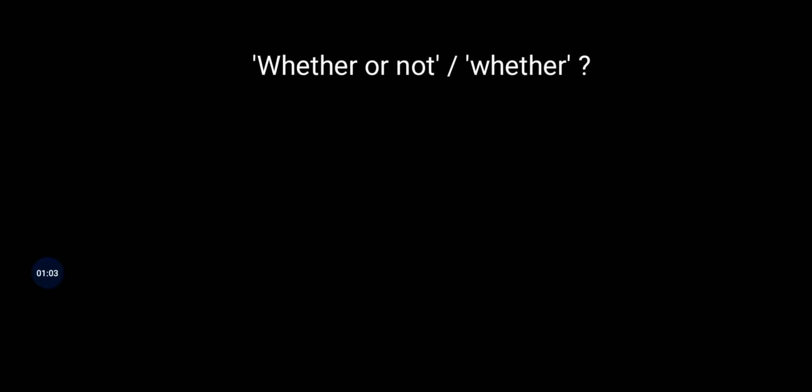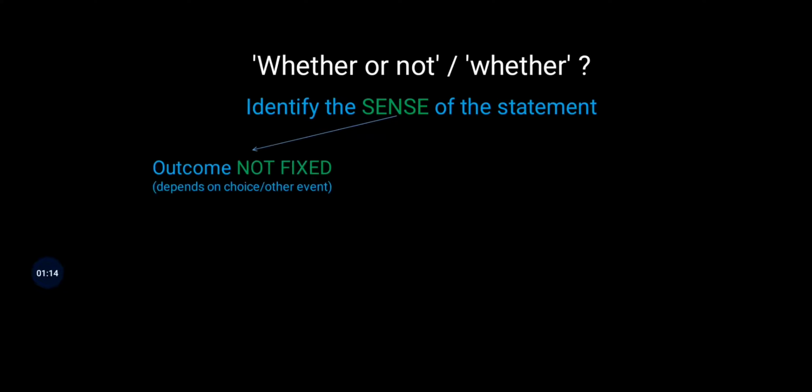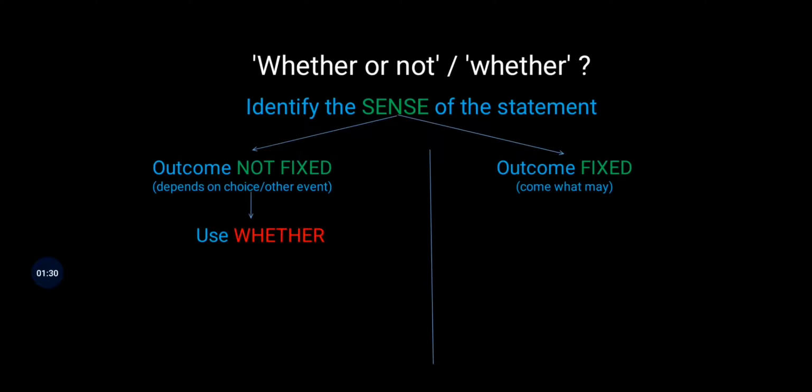Let's explore. Whenever we are to decide whether to use whether or not or whether, first we need to identify the sense of the statement. Sense, in the sense that whenever we find that the outcome is not fixed, that is, your final result depends on some choice or some other event, we use whether. On the other hand, if your outcome is fixed, that is immaterial, come what may, at any cost, the outcome or the final result is bound to happen, it is fixed, then we use whether or not.